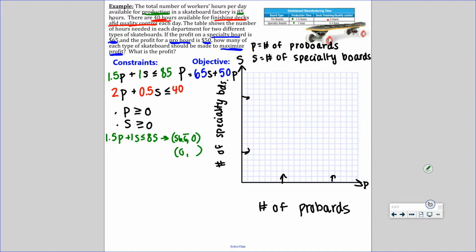My y-intercept, I'd plug 0 in here. That's not easy. That just comes out to be 85, right? 85 divided by 1. And this will also help you decide what to count up by. Okay, we've done problems like this.